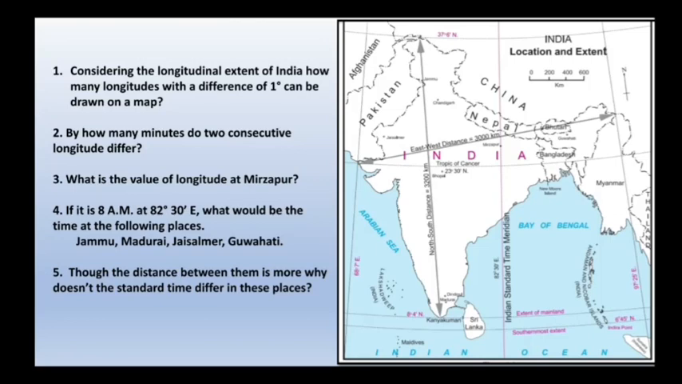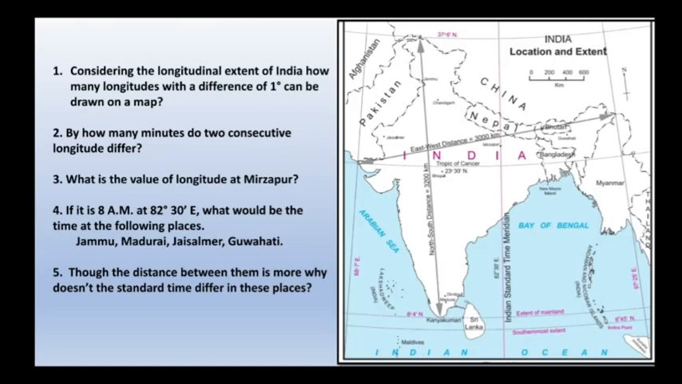Second question, by how many minutes do two consecutive longitudes differ? The two consecutive longitudes differ by 4 minutes. Third question, what is the value of longitude at Mirzapur? The value of longitude at Mirzapur is 82° 30'.